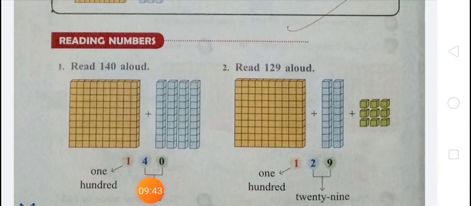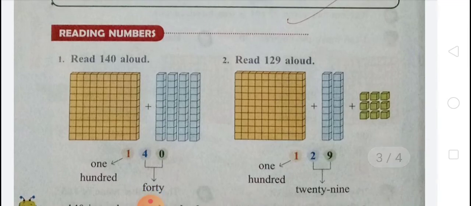And now the next topic is reading numbers, how we can read the numbers. So listen carefully. Read 140 aloud. 140 is made from one block of 100 and four blocks of 10s. One block of 100 makes 100 and four blocks of 10 makes 40. So 100 plus 40, that is 140.